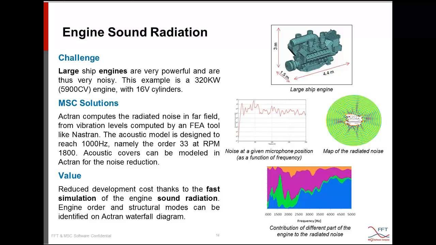With Actran, you can also compute the acoustic radiation of very large engines. This example is a ship engine, a 4-meter-long engine. It has also been computed by Actran, by coupling Actran with a structural code. Before performing the simulation, one can define several zones on the engine, and then, as a result, you can get the contribution of different parts of the engine to the radiating noise as a function of frequency, with, for example, a graph like the one you can see at the bottom.